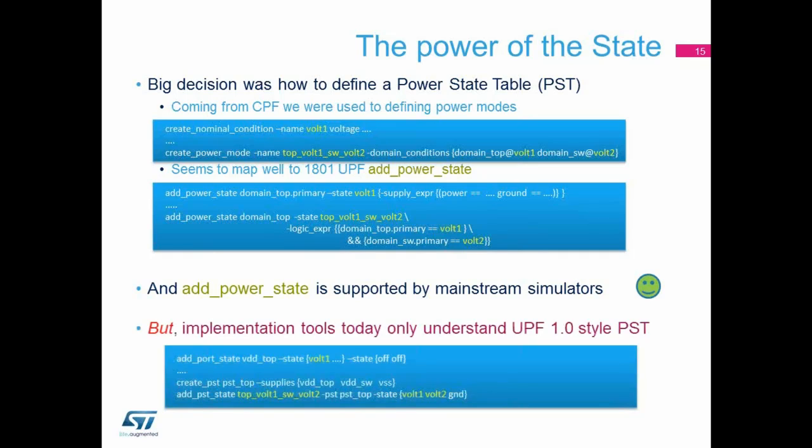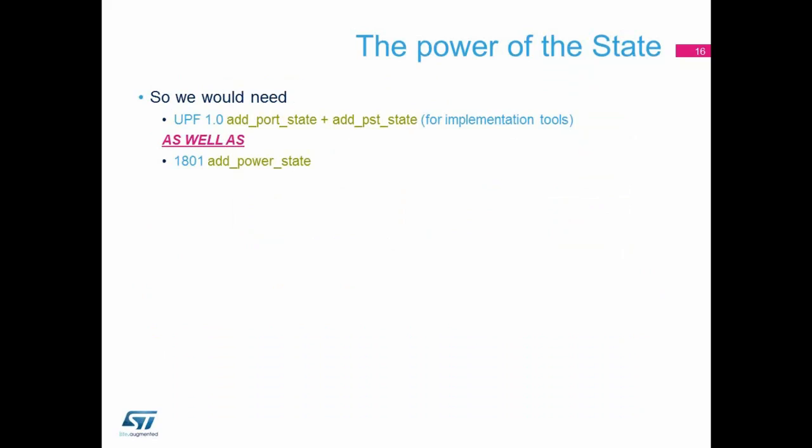Unfortunately, implementation tools today don't understand that. They only understand the UPF 1.0 power state table. And I think that's universal. I'm not aware of any implementation tool that understands add_power_state yet. So what that meant was we were going to need UPF 1.0 add_port_state, because in 1.0 you define the conditions on the supply ports. We're going to need the port state and the PST state for the implementation tools in our flow, but for verification we were going to have 1801 add_power_state.